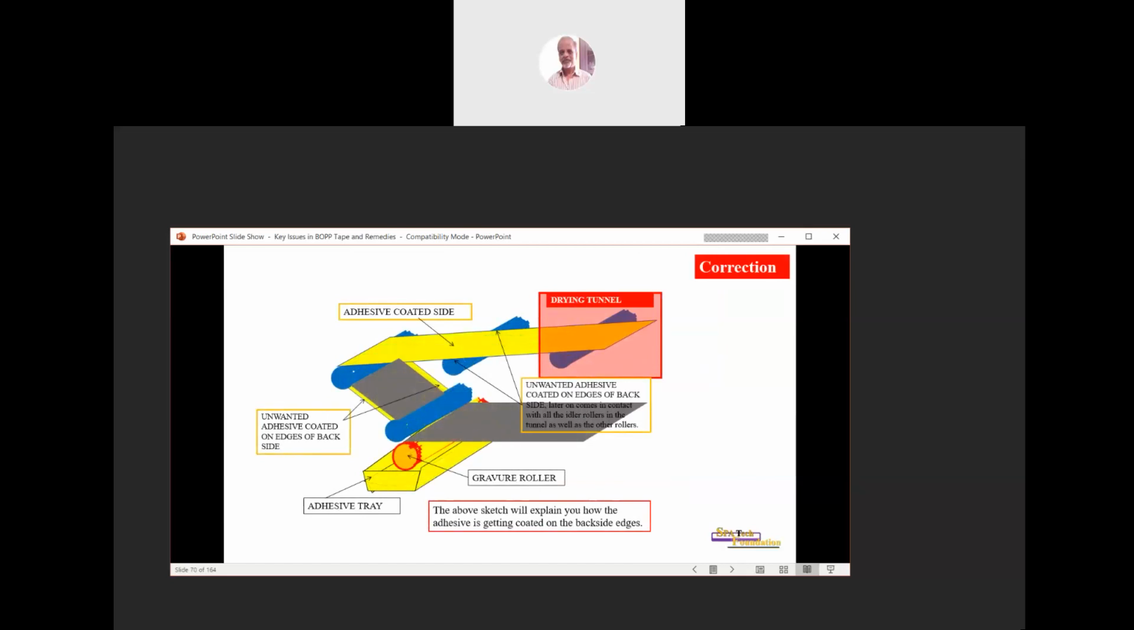Let us have the next slide. Let us have a look. The above sketch will explain how the adhesive is getting coated on the backside edges. This unwanted adhesive coated on the edges of the backside, as it travels, later on comes in contact with all the idler rolls in the drying tunnel as well as the other rolls.